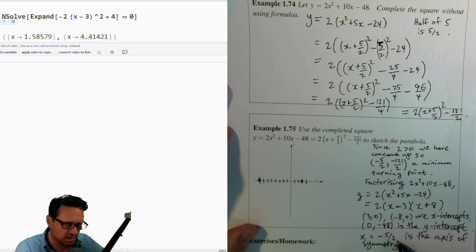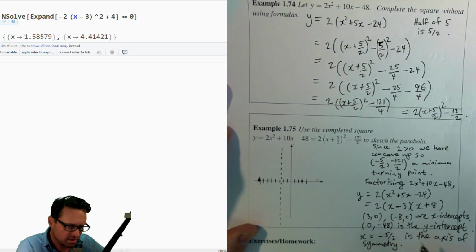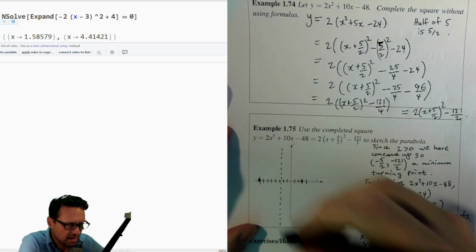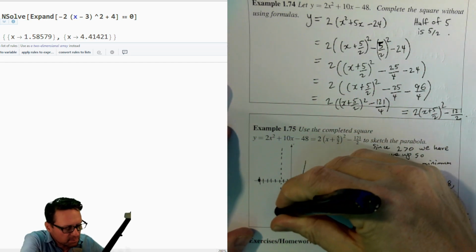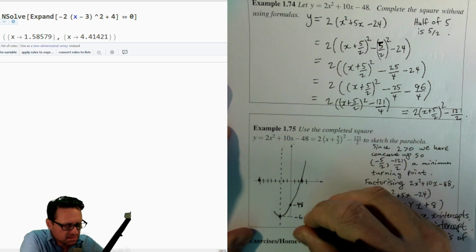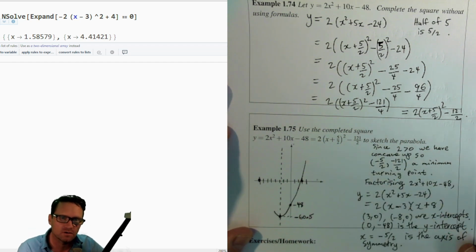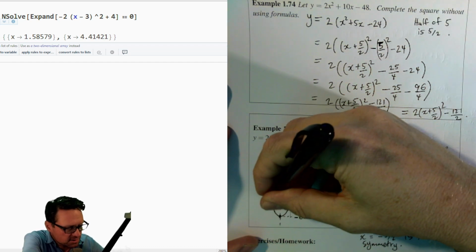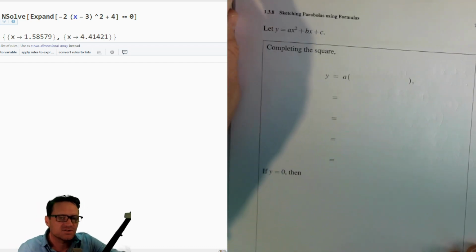Okay, now let's put in our axis of symmetry. So minus 2.5. So that would be somewhere in here. And then our y-intercept minus 48. So let's just say, suppose that's there. And then it looks like our minimum could be here, where this is minus 60.5 or minus 121 over 2. Okay, so let's finish off the sketch. And there's our parabola.